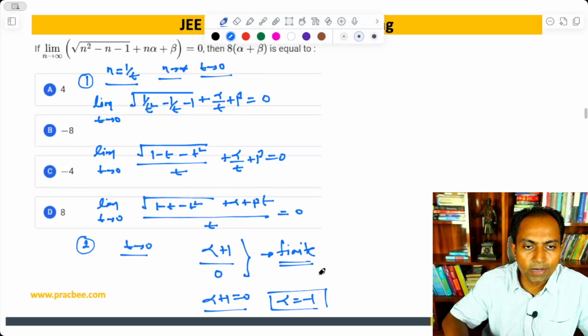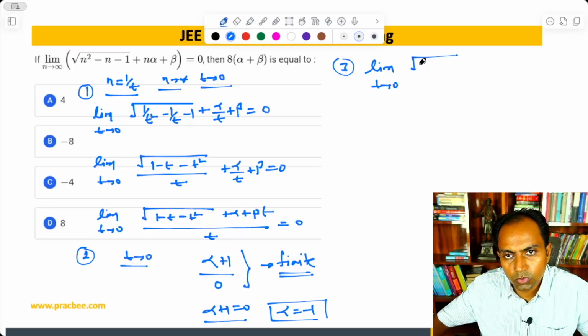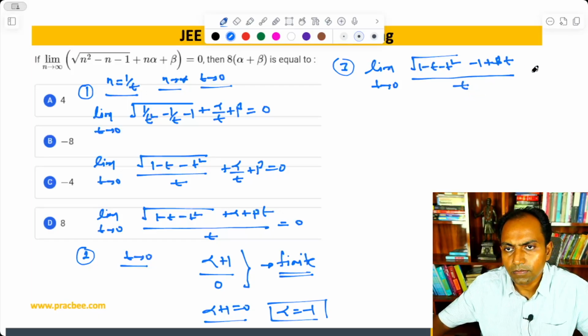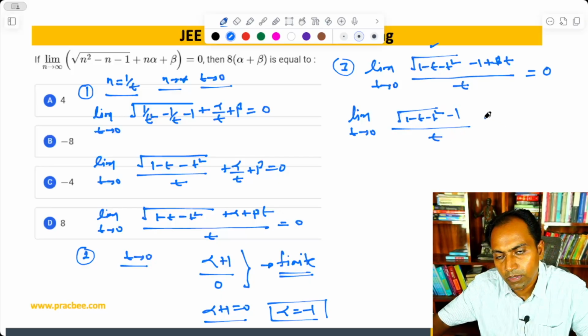After doing this part and substituting this value, I think it should become extremely simple. In the third step, it is limit t tends to 0, numerator becomes root of 1 minus t square. This will become minus 1. This would become beta t, divided by t, is equal to 0, t tends to 0. Let us write this as root of 1 minus t square minus 1, plus beta.